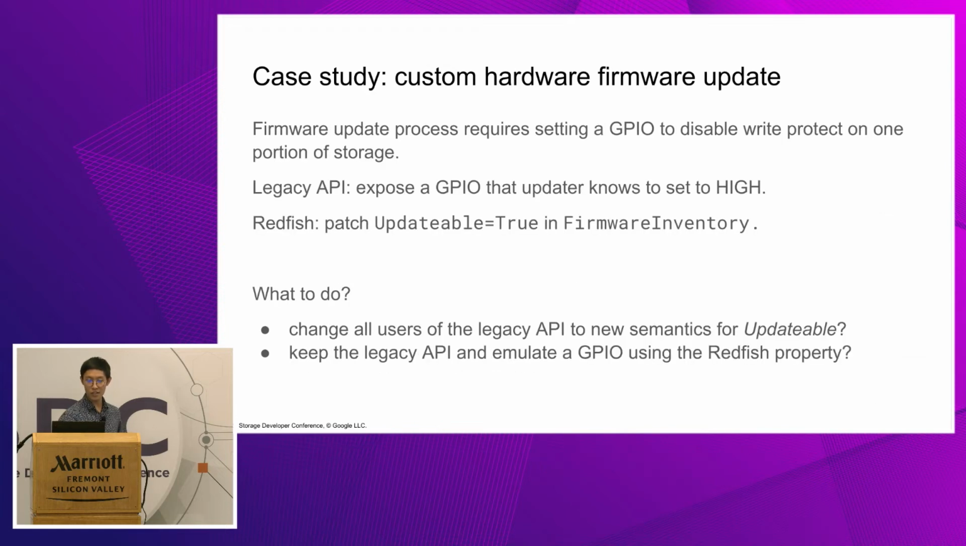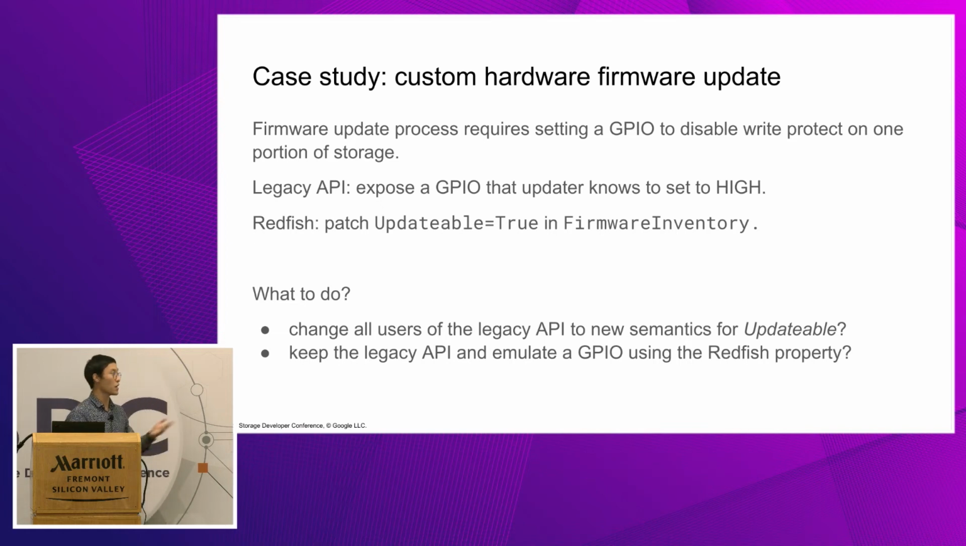Another one is custom hardware firmware updates. This was an interesting one where a firmware update required setting a GPIO to high in order to disable the write protect on one portion of the storage. So our legacy API had a GPIO that the updater knows to set to high. But in Redfish, how you would do this is you would patch the updatable property to true in the firmware inventory. So what should we do in this case? Do we change all users of the legacy APIs to now match the new semantics for updatable? Or do we keep the legacy API and try to push some GPIO emulation into Redfish?